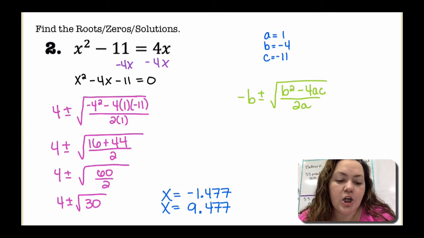Then again, I could change this into a decimal. If I do the square root of 30, I get a decimal, and I would do 4 plus that decimal and 4 minus that decimal number. And I would get negative 1.477 and 9.477.